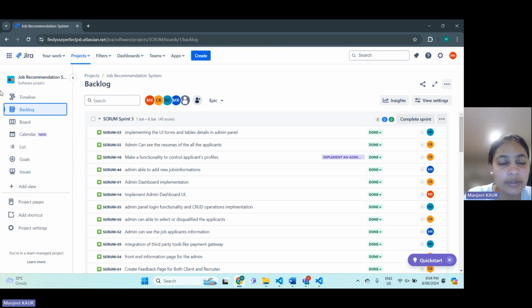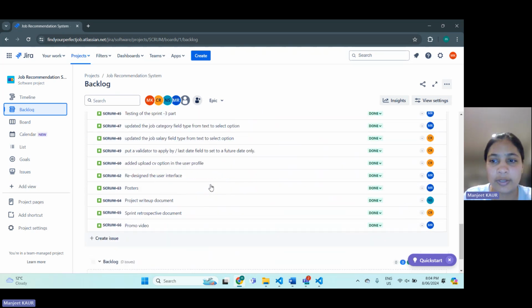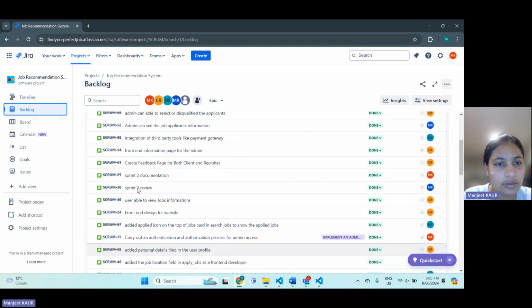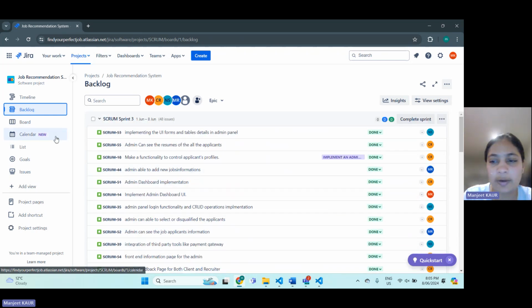So yeah, this is my job recommendation Jira account for sprints 1, 2, and 3, and the work I have done. And our project worked successfully. That's all for now. And we have submitted our sprint 1, sprint 2, and sprint 3 retrospectives within the time as well.